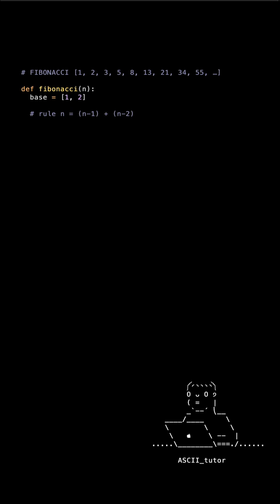Fibonacci function is a classic interview question. The sequence begins with 1 and 2. For any natural number n, its value is the sum of the two preceding numbers. So if n is 1 or 2, we simply return n.